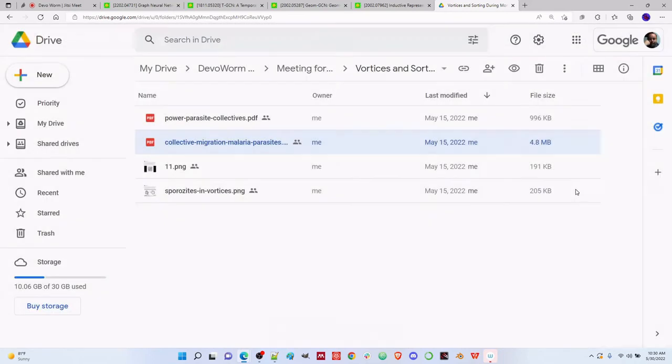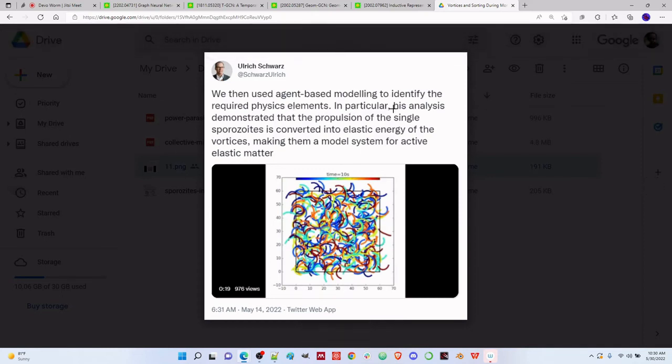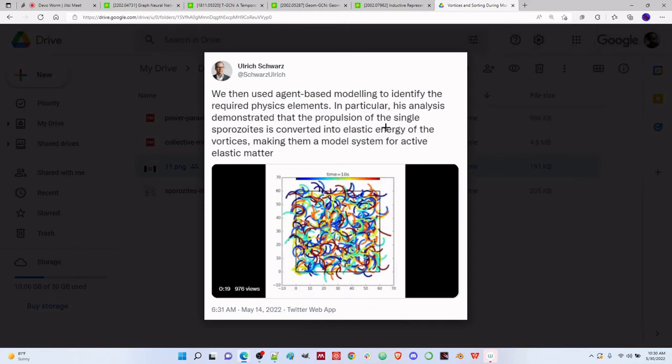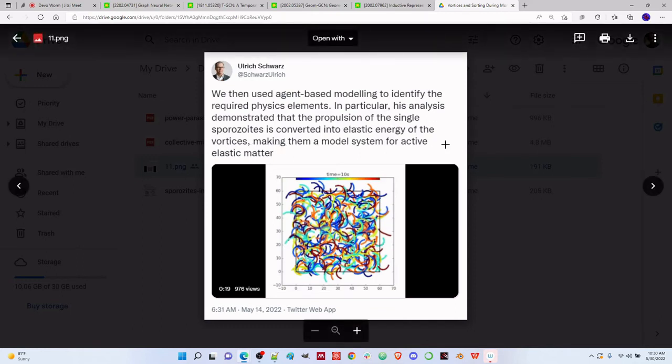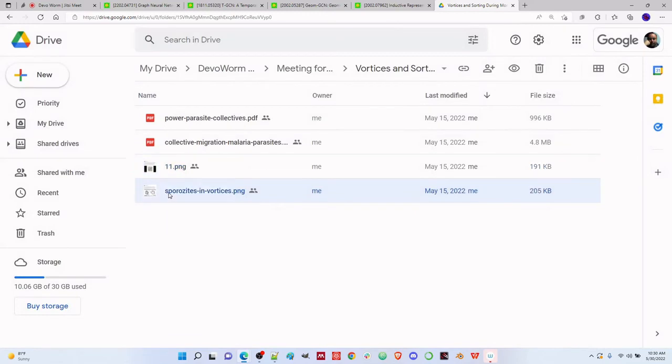Okay, so that's pretty much all I wanted to talk about the papers. This is something that was put out on social media. This is a picture from this work where they say, we then used agent-based modeling to identify the required physics elements. In particular, the authors demonstrated that the propulsion of the single sporozoites is converted into elastic energy of the vortices, making them a model system for active elastic matter. This is something we've talked about in the context of embryos, but you see another example of active elastic matter being these collectives of very, very simple organisms.